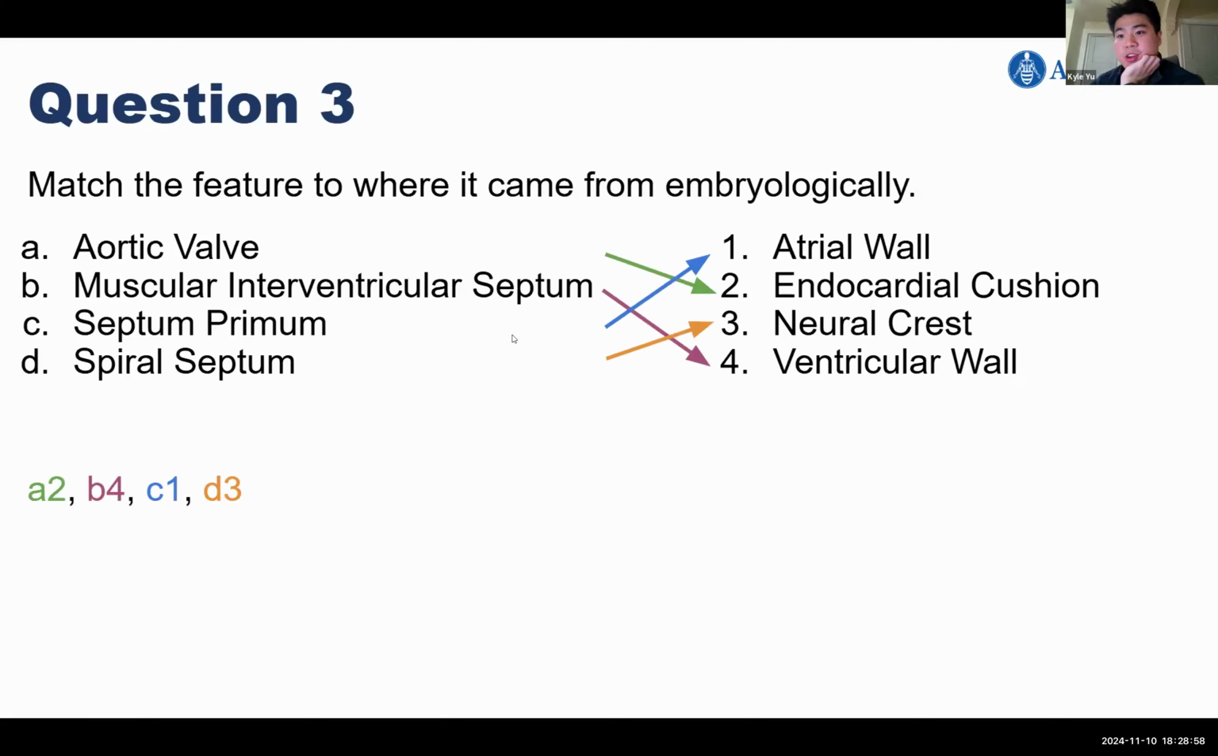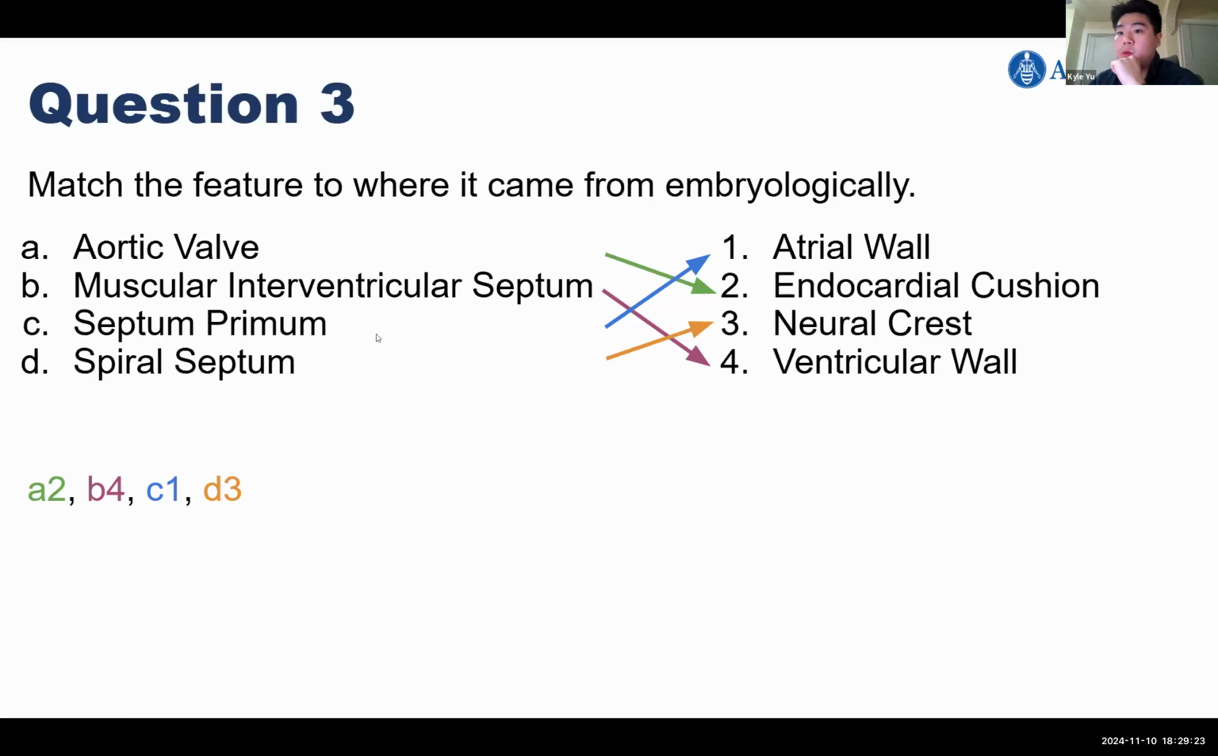Yeah, so this is a little bit more tricky question. This is kind of encapsulating all the different components of my presentation today. So the aortic valve comes from the endocardial cushions. Remember, that's the anchor point that forms all of the valves of the heart. The muscular interventricular septum comes from the ventricular wall, not to be confused with the membranous portion, which has mixed contributions.